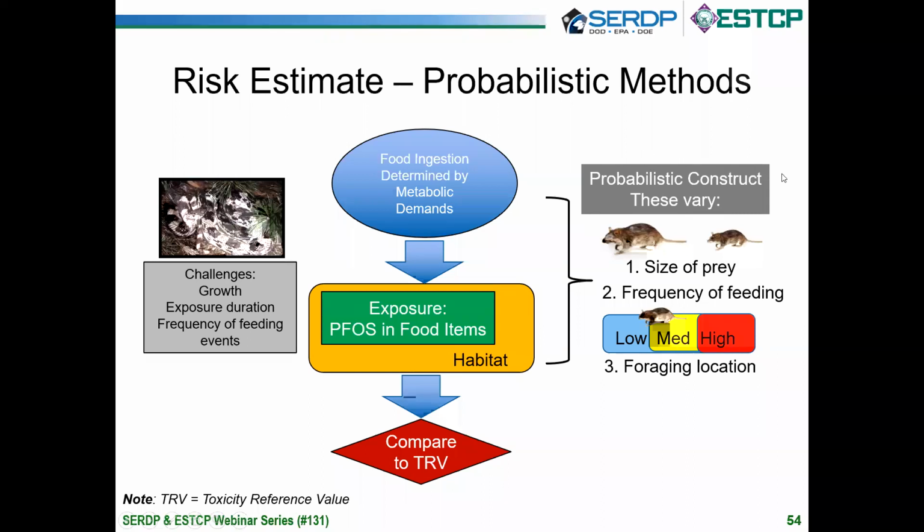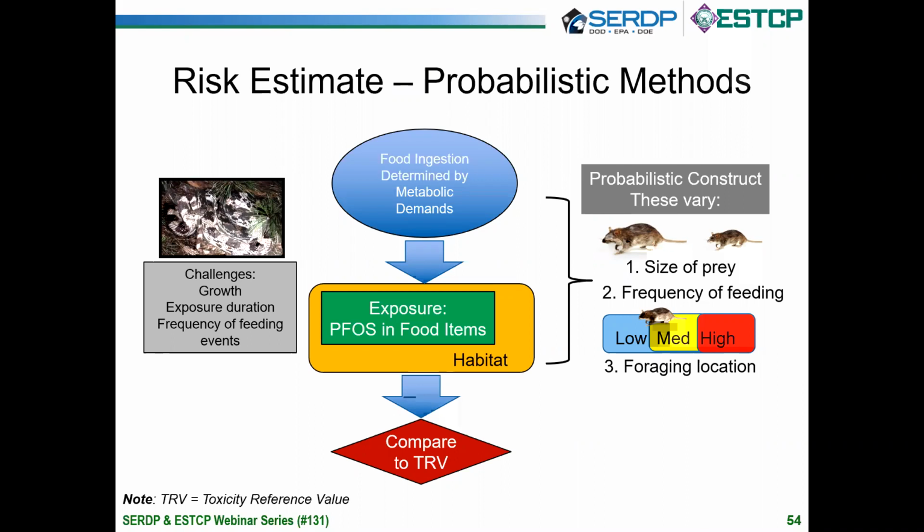The probabilistic construct of this model is over here on the right. Within the model, a snake may select, so select in quotes, a small or large prey item. This in turn can influence the snake's feeding frequency. So for instance, if a snake selects a larger prey item, its feeding frequency will decrease. And so the inverse is true. If a snake selects a small prey item, the feeding frequency will increase.